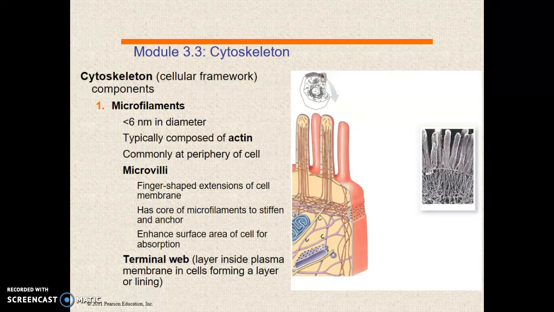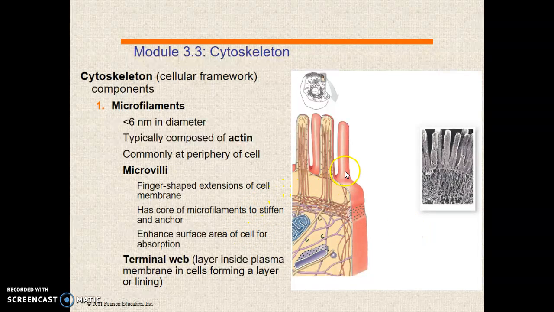The cytoskeleton is an internal skeleton for the cell. We have an internal skeleton of bones. The cell has an internal skeleton made of proteins. Here's a diagram, and right next to it is an electron micrograph of those proteins. So there are several different kinds of proteins. There are microfilaments, which are made up of actin.